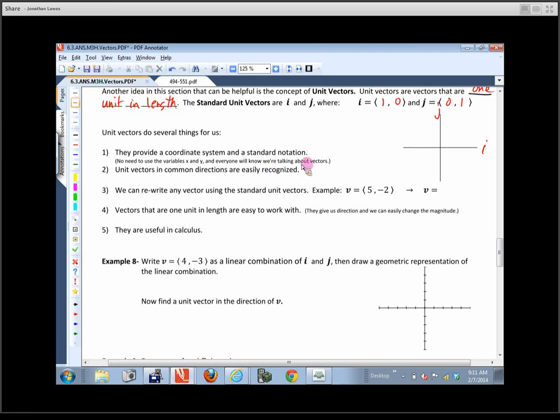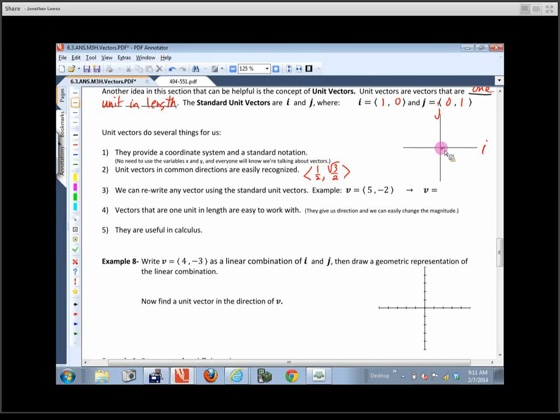The next thing is unit vectors in common directions are easily recognized. So let me show you an example of this. Is that a unit vector? And which direction is it headed? Northeast, right? A little bit more north than east. Can you tell me what the direction angle is? 60, okay? That's a point on the unit circle, right? So this would be heading off like this.